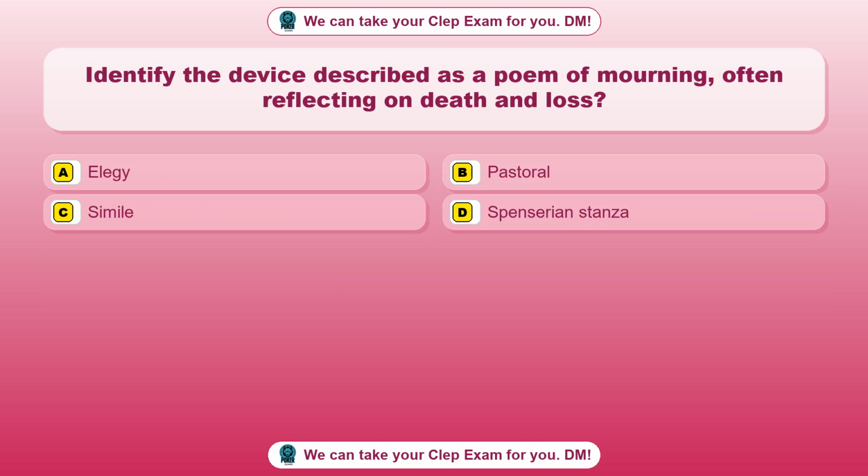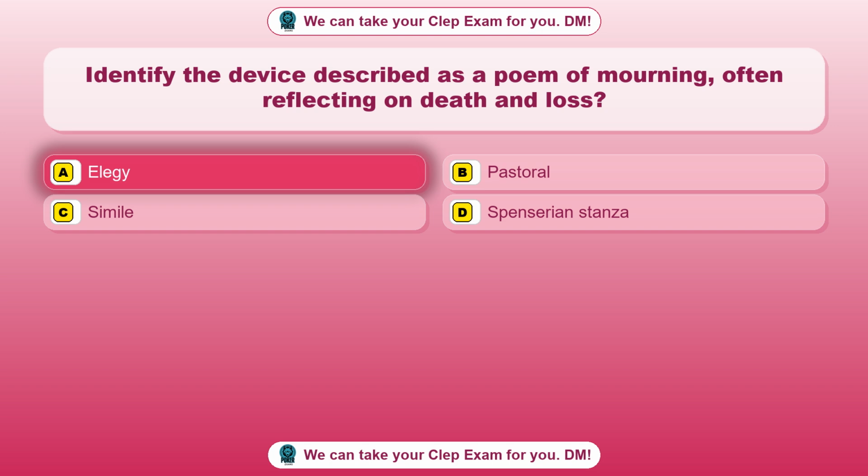Question 10. Identify the device described as a poem of mourning, often reflecting on death and loss. Option A, elegy. Option B, pastoral. Option C, simile. Option D, Spenserian stanza. The correct answer is option A, elegy.